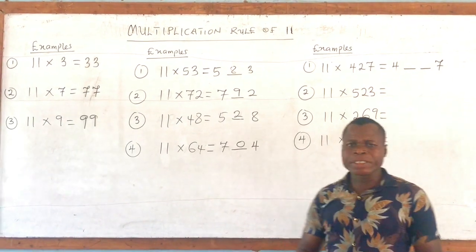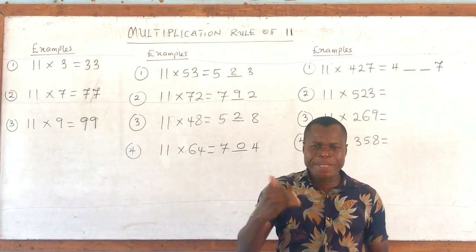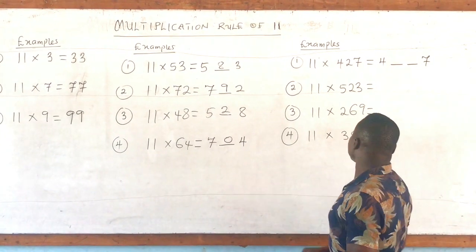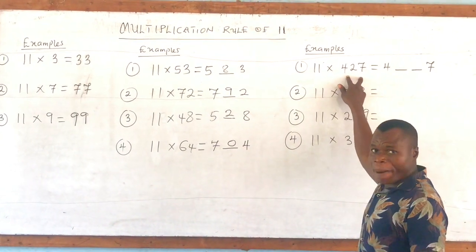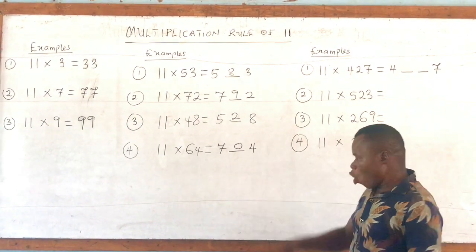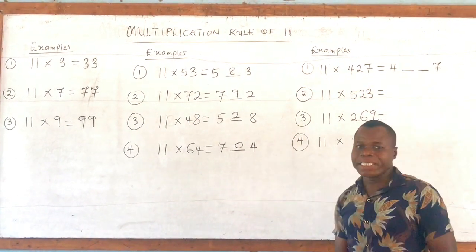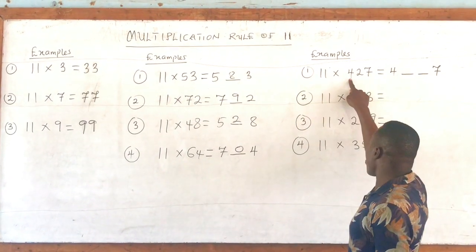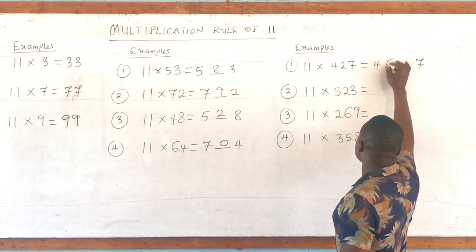Take note, if the digits are 2, you leave only one space. If the digits are 3, you leave 2 spaces. Then the next step is that I will come back to the 3-digit number, add the first digit to the middle digit, or add the first digit to the second digit, and put it in the first space. So 4 plus 2, I'll get what? 6.